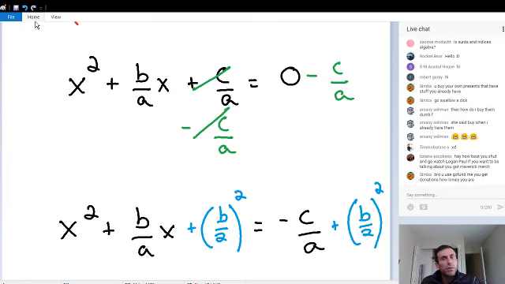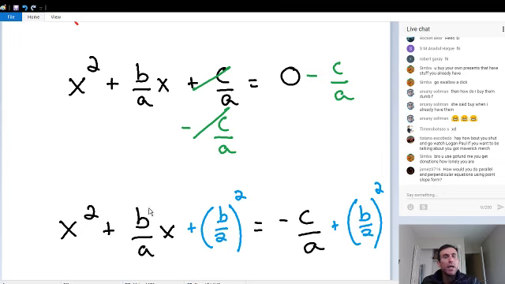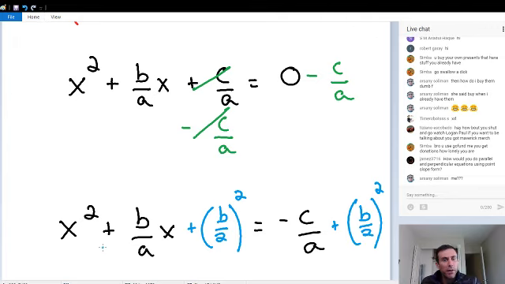And notice how by doing this, our b term is going to be equal to b over a. Notice how in front of our x we have b over a. This is actually going to be our b term. The constant in front of x is always our b term. So if I erase b on the left and the right hand side, I can replace it with b over a.